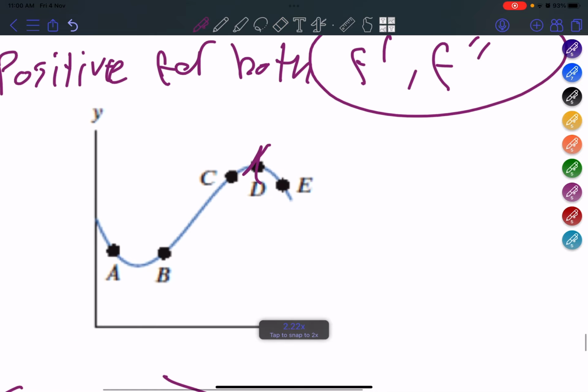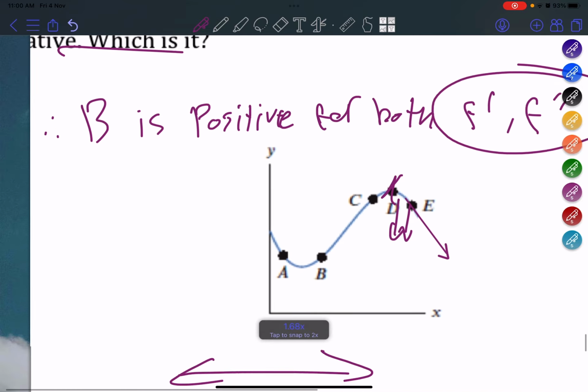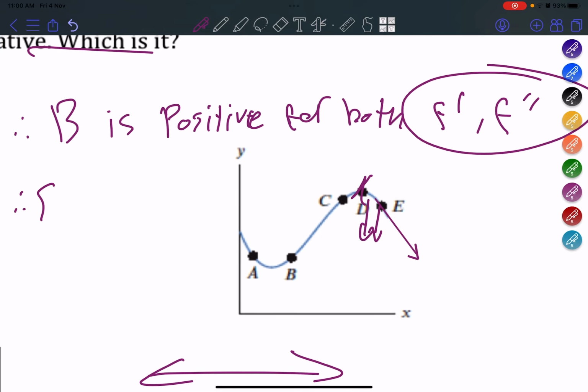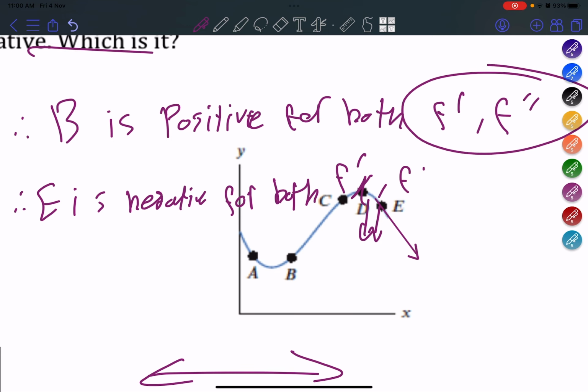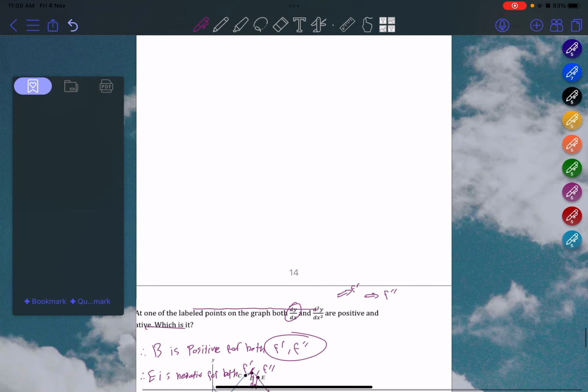But when we look at E, we see that it's still concaving down and the tangent line is negative. So it's negative for the single derivative and negative for concavity, or the double derivative. Hence, E is our answer. Therefore, E is negative for both the single derivative and the double derivative. And I believe this concludes the last question.